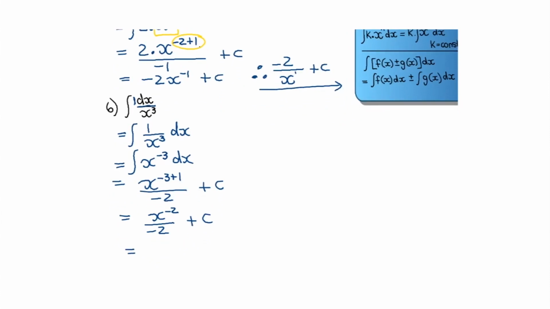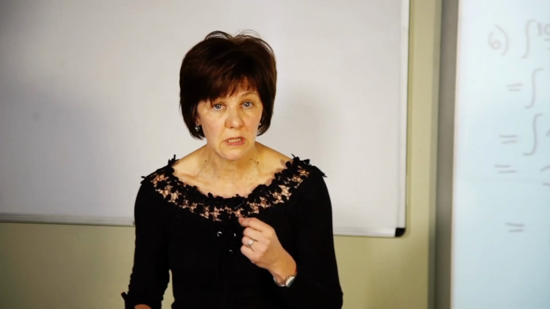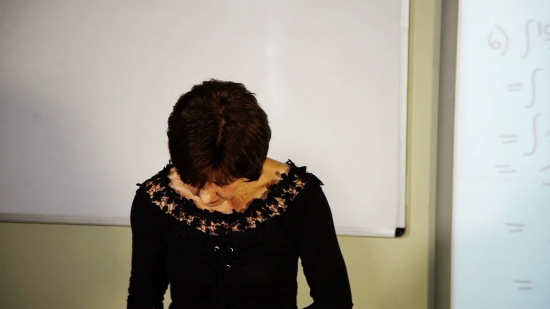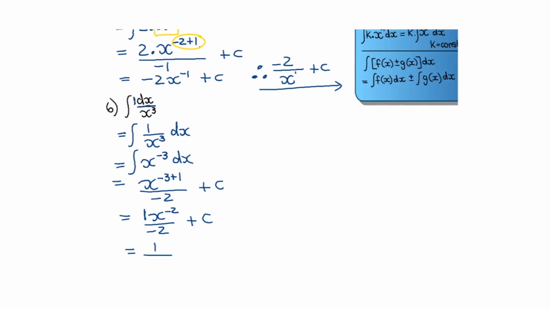What will my final answer be? Remember, I want a positive exponent in my answer, so 1 will be left on top. The negative 2 is at the bottom. x to the power 2 plus the constant.